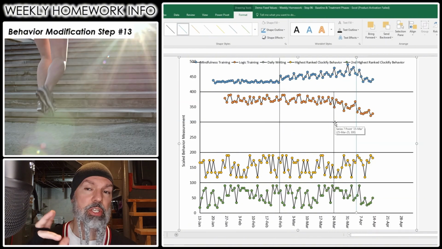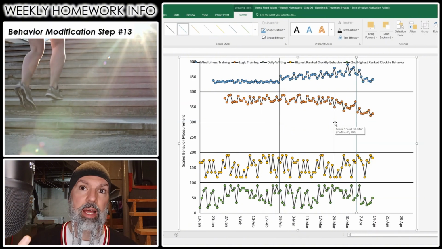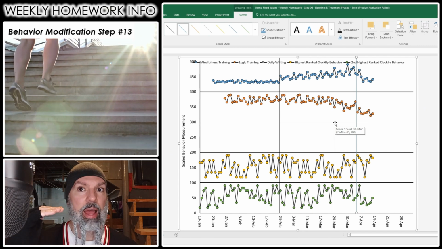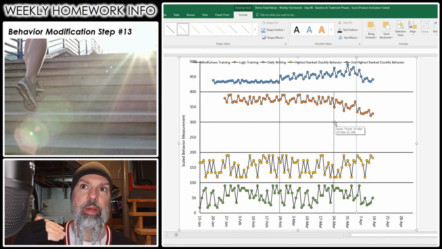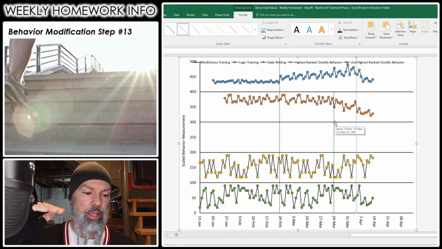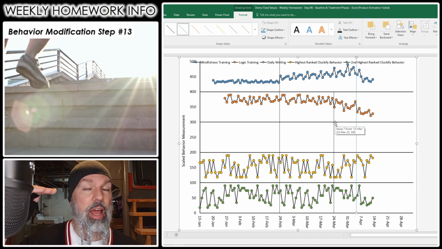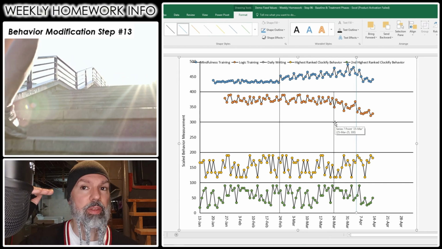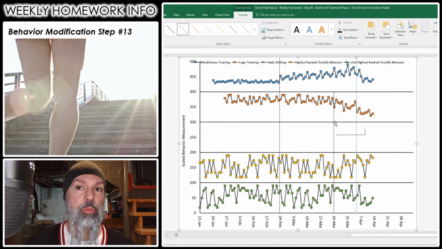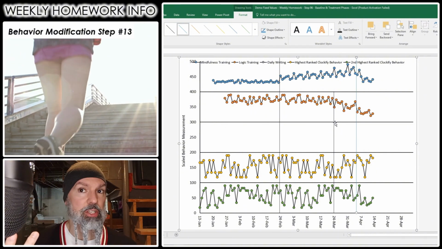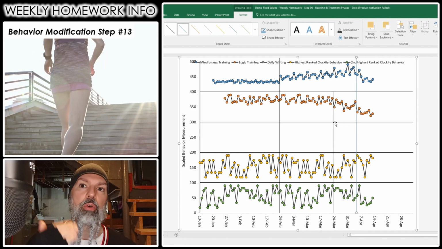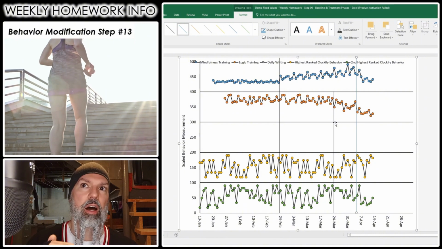Once we have that line in position, now we can start doing our visual analysis and seeing if, for example, mindfulness decreased after the reversal procedure was implemented. Did the duration of the logic training increase after the implementation of the reversal procedure? Did Clockify 1 behavior or Clockify 2 behavior change during the implementation of the reversal procedure? Basically, we're looking to see if when you removed reinforcement, did it have an effect on behavior?